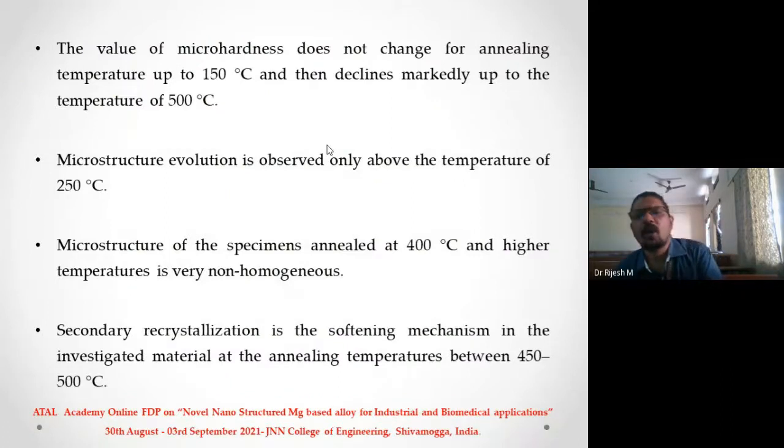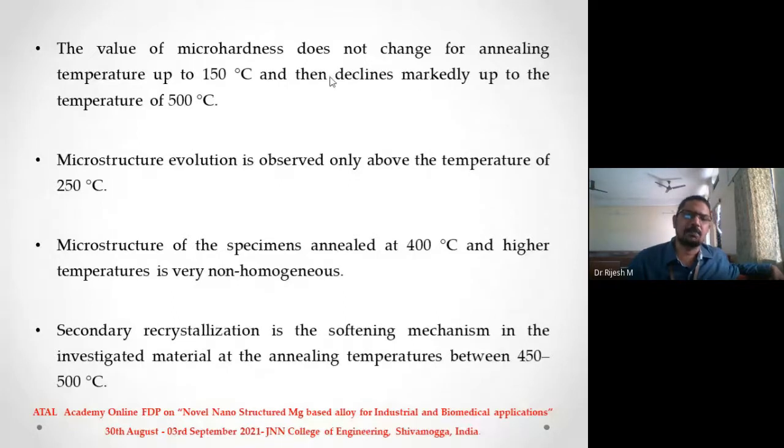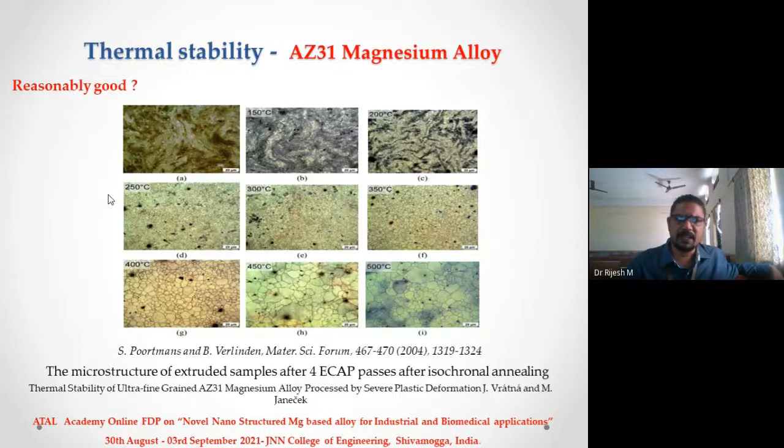The value of microhardness does not change for annealing temperature at 150 degrees centigrade. And then it declines. It declines means, yes, it has some effect. After 150, it has some effect. It has declined till 500. Microstructural evolution is observed only above about 250 degrees centigrade. You can see the microstructure getting coarsened. This is very clear from this.